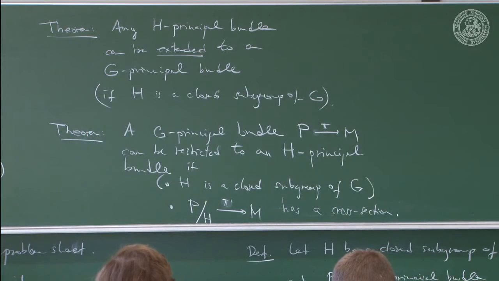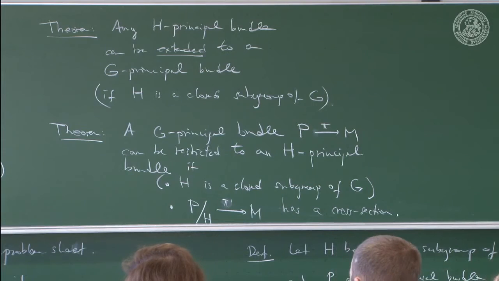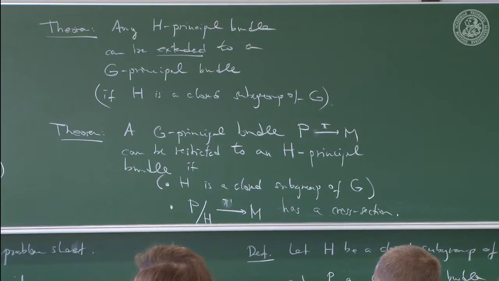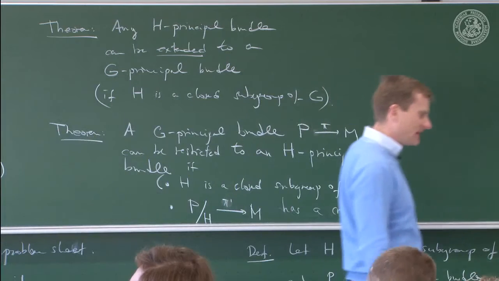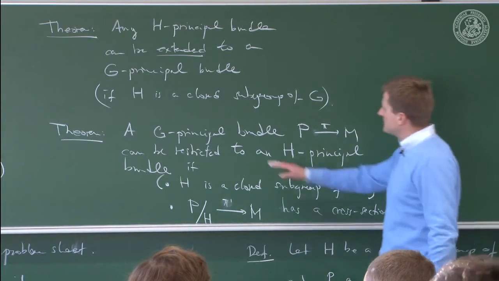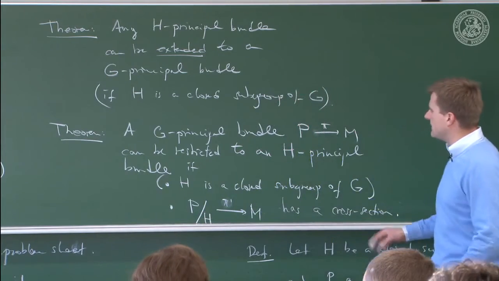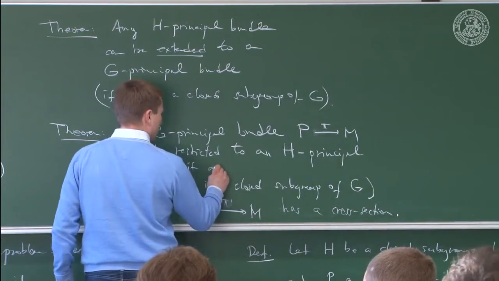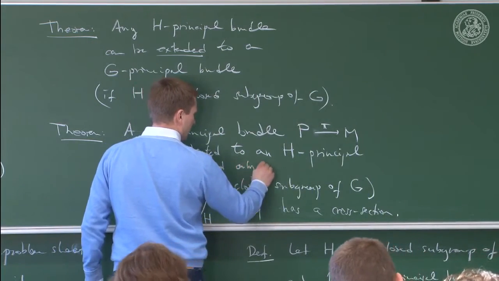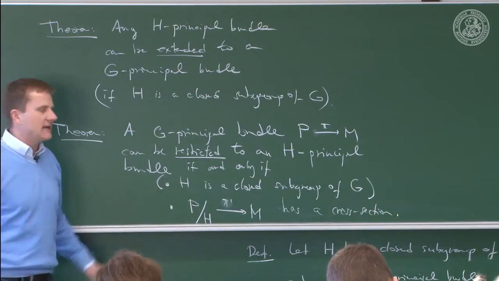you remember we already before had this theorem: a principal bundle is trivial if and only if it has a cross section. Now here, from this G principal bundle, we consider this quotient bundle, and, that's the interesting thing, if and only if this quotient bundle has a cross section.